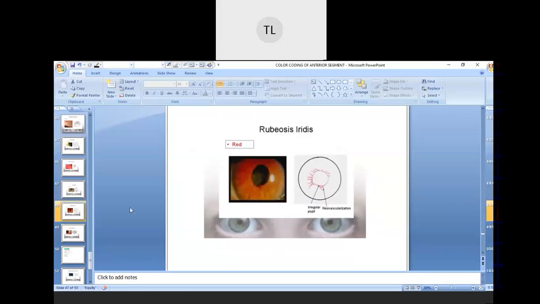Okay, so next we have rubeosis iritis. What is the other name of rubeosis iritis? Can anyone tell me?